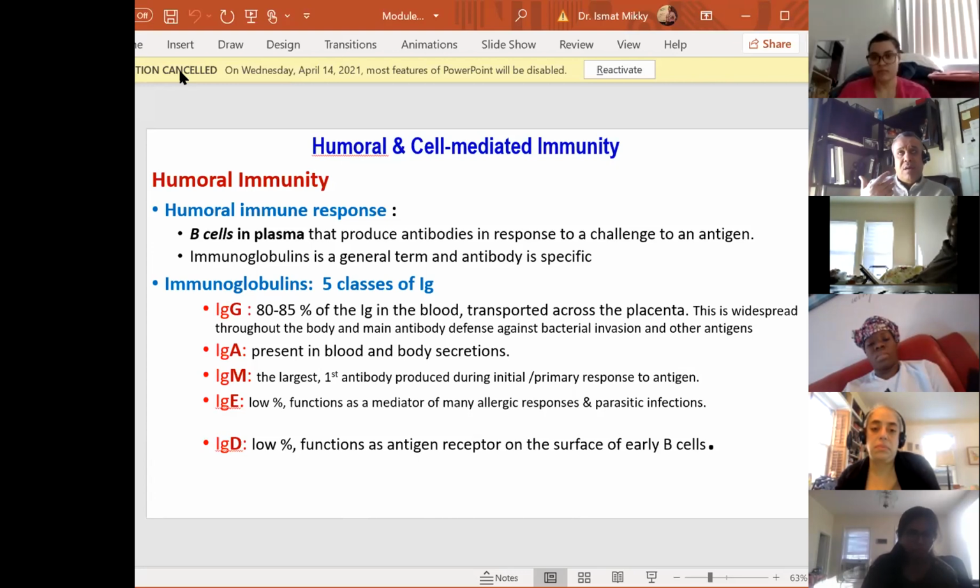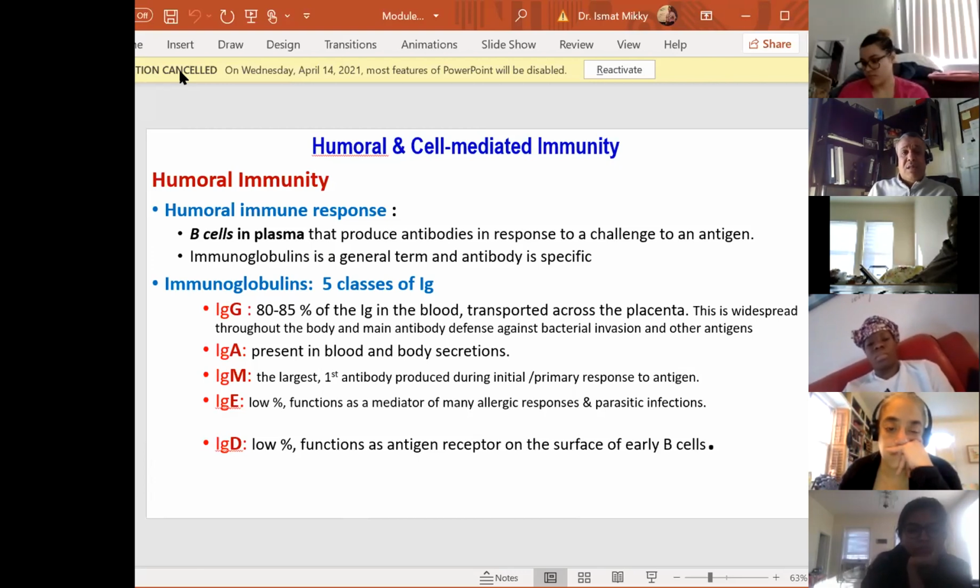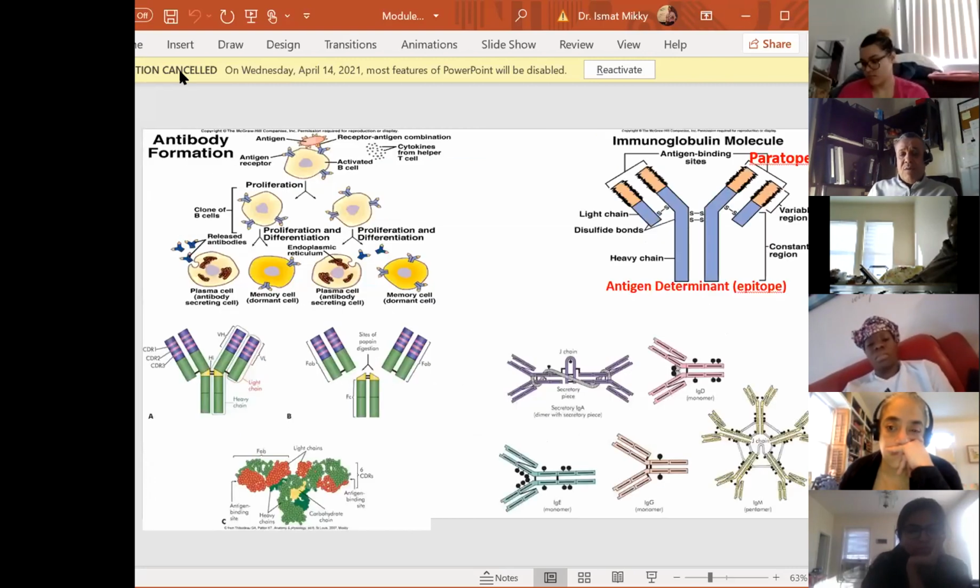Most of the initial responses of the immune system would result in the production of a large amount of immunoglobulin IgG. And then when there is a secondary attack or secondary response, we will find more of IgM. So the immunoglobulins or the antibodies, this is the structure of the immunoglobulins or antibodies.